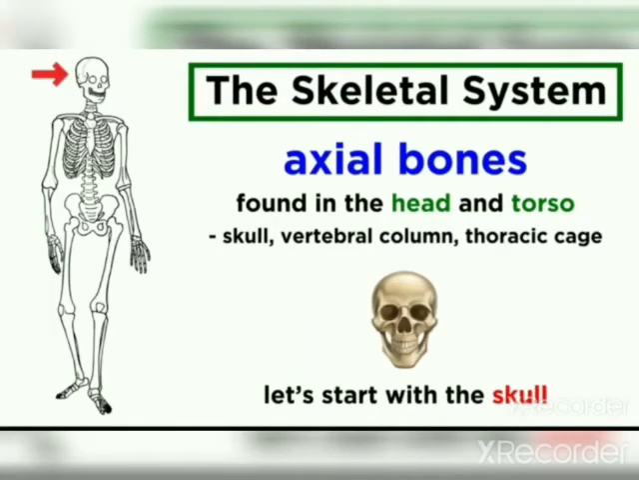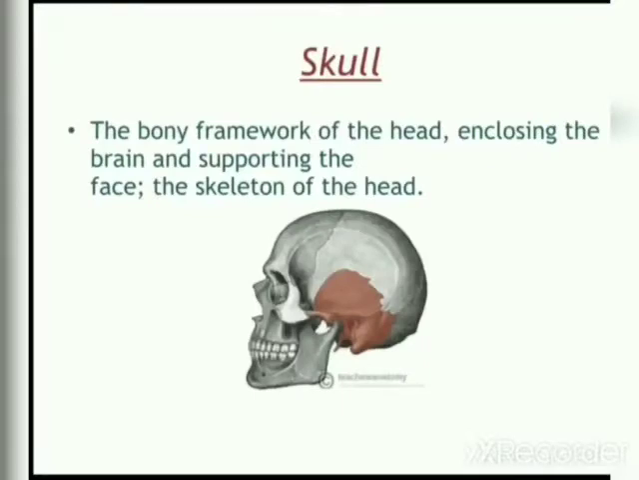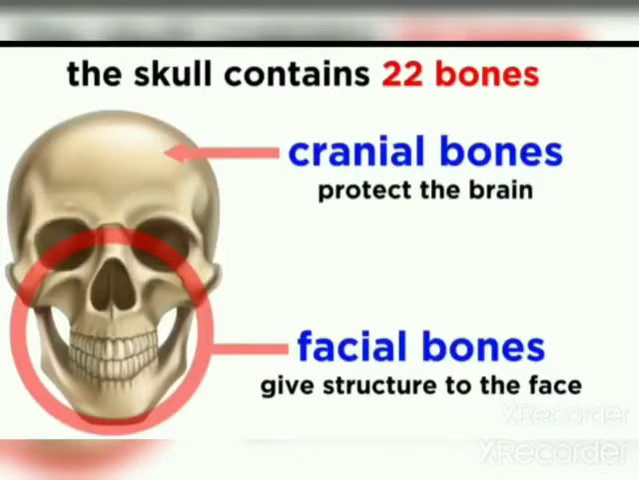Now first we will discuss axial bone. Found in the head and torso, as I already told, it contains the skull, vertebral column and thoracic cage. Let's start with the skull. The skull is the bony framework of the head, enclosing the brain and supporting the face, the skeleton of the head. The skull contains 22 bones and is divided into two parts, cranial bones and facial bones. The function of cranial bone is to protect the brain and the facial bones give structure to the face. So these are the 22 bones of the human skull.